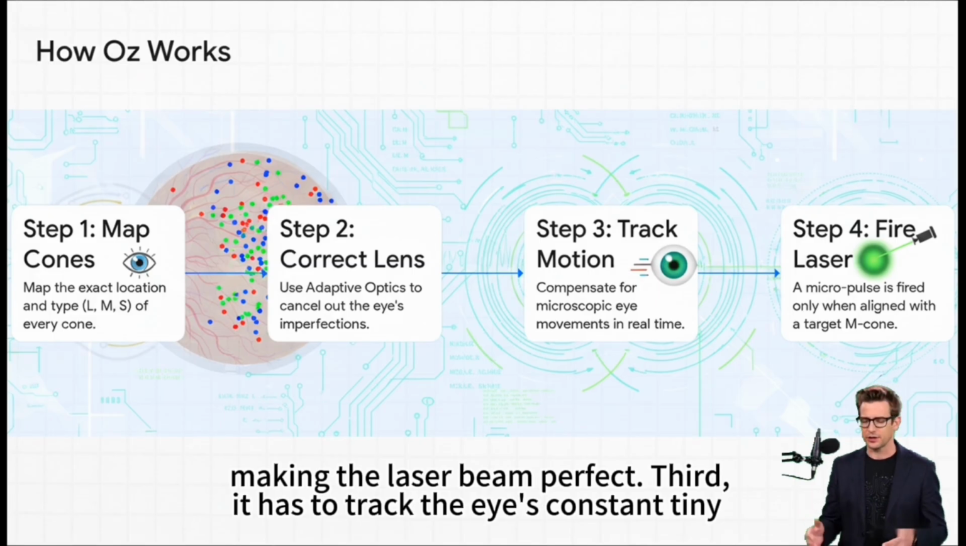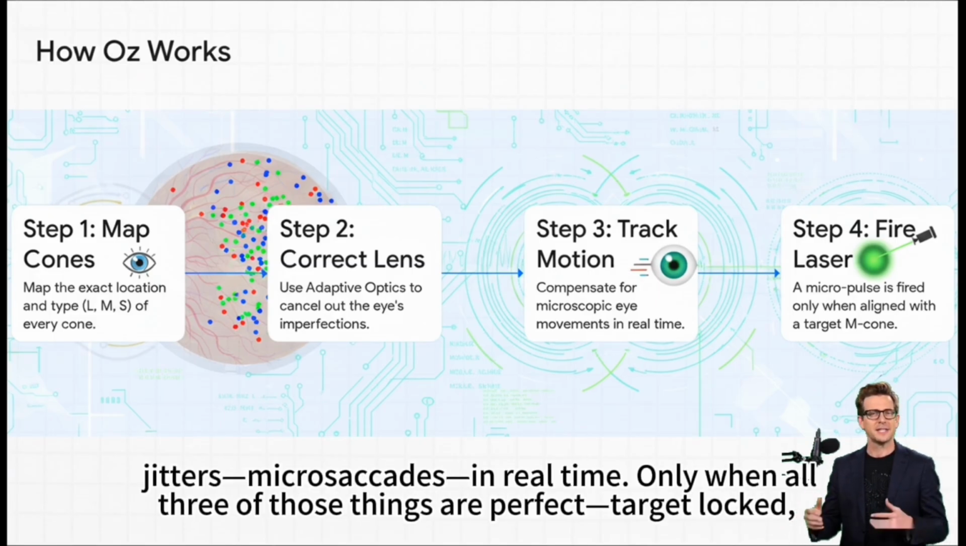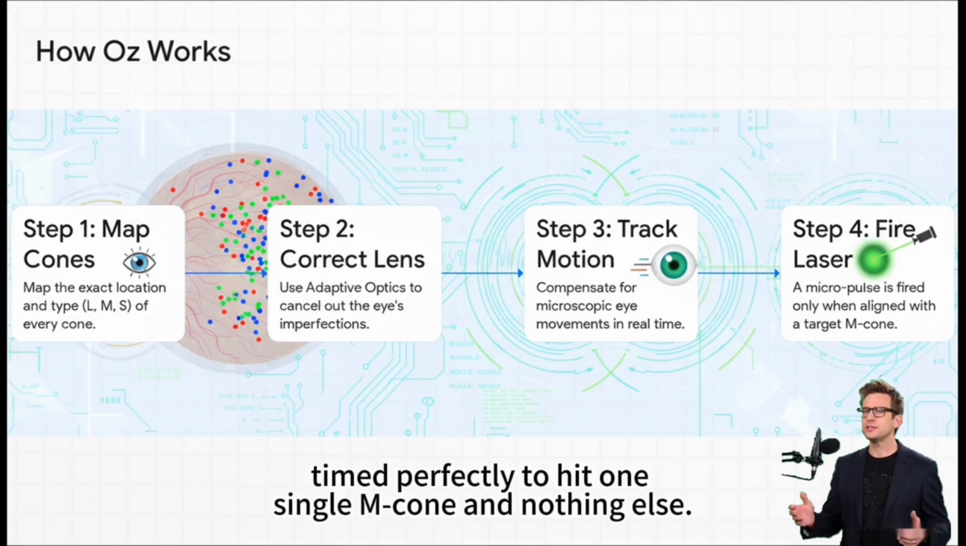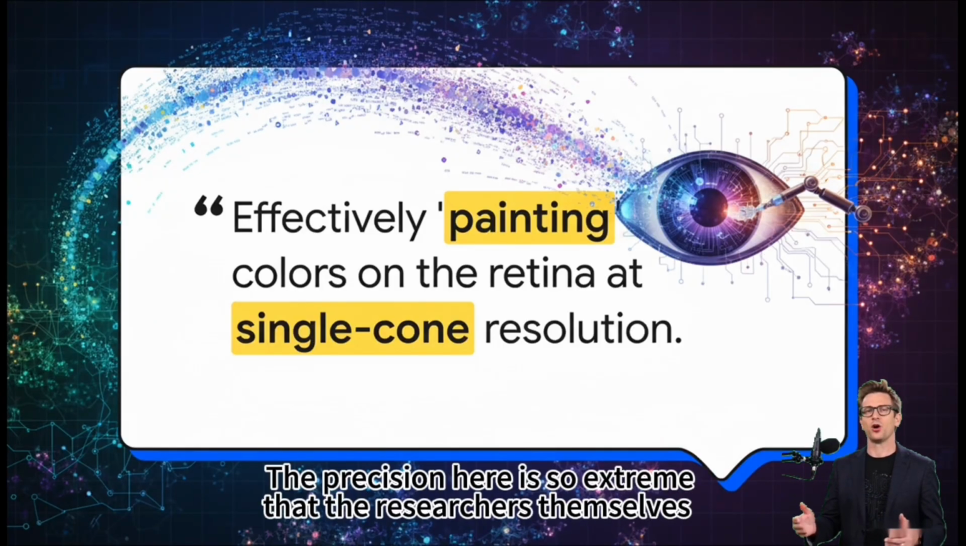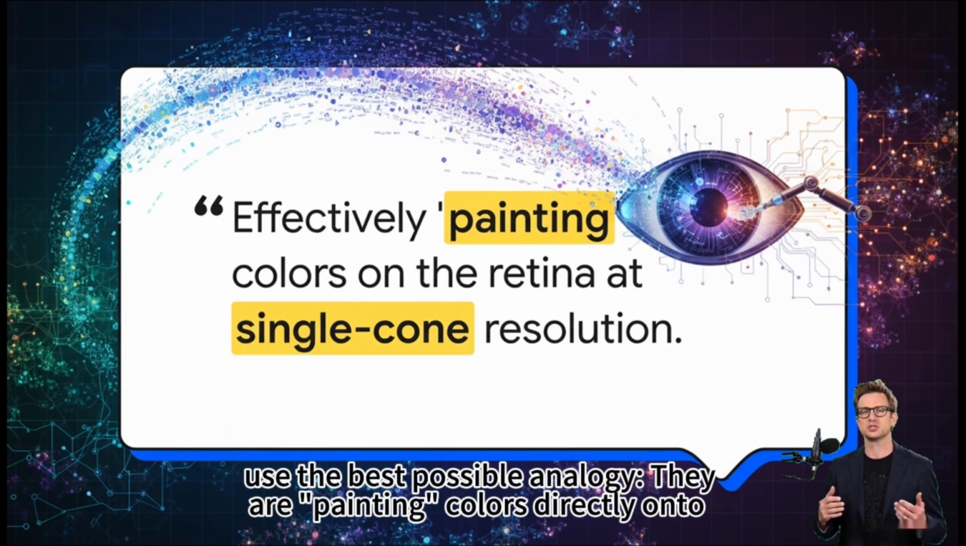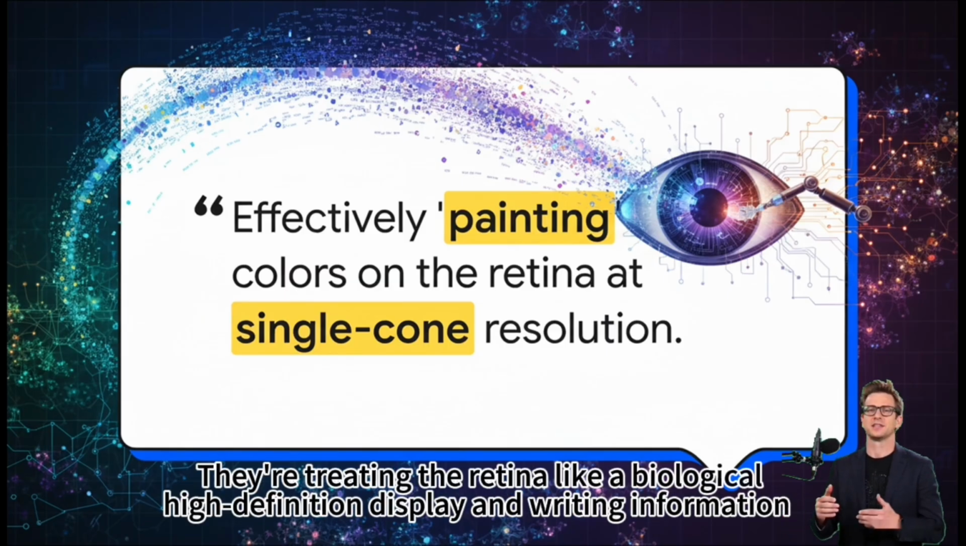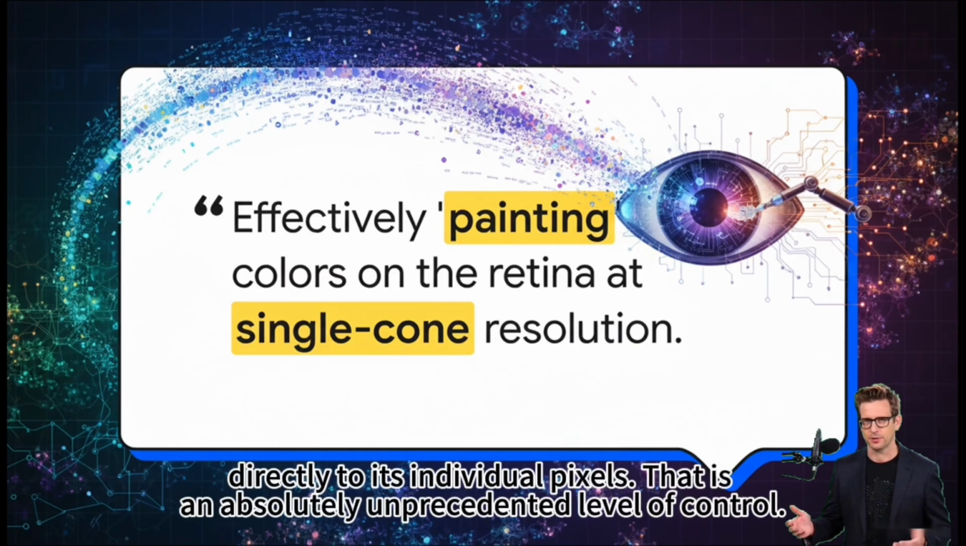Third, it has to track the eye's constant tiny jitters, microsaccades, in real time. Only when all 3 of those things are perfect, target locked, beam focused, and motion stabilized, does the system fire a tiny pulse from a green laser, timed perfectly to hit one single M cone and nothing else. The precision here is so extreme that the researchers themselves use the best possible analogy. They are painting colors directly onto the retina at a resolution of a single cell. Think about that. They're treating the retina like a biological high-definition display and writing information directly to its individual pixels. That is an absolutely unprecedented level of control.